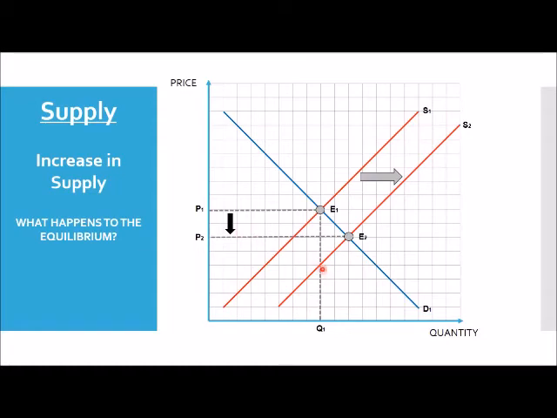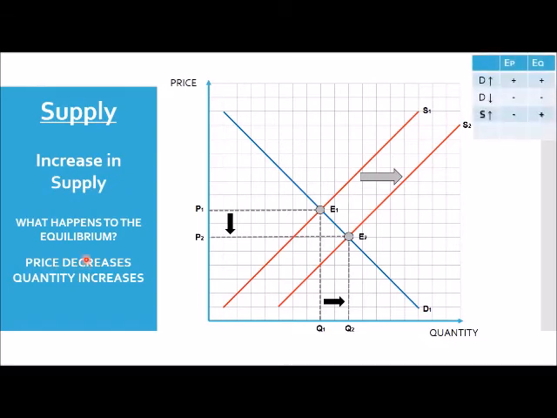But what's happened to our quantity? Well, our quantity has actually increased to this new equilibrium. And so whenever we see a shift to the right of our supply curve, we see that our price decreases, like you can see here with this black arrow, but our quantity increases right here. And again, adding to our chart, equilibrium price is minus, equilibrium quantity is plus.